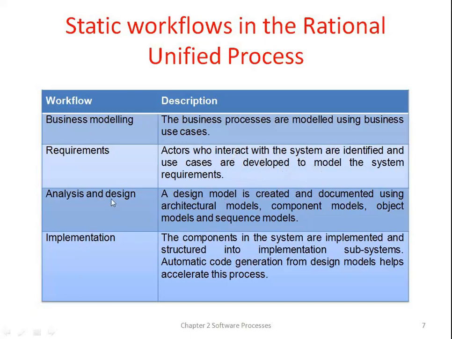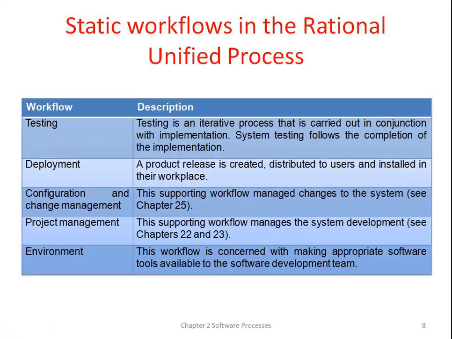In analysis and design, a design model is created and documented using an architectural model, component model, object model, and sequence model. In implementation, the components in the system are implemented and structured into implementation subsystems. Automatic code generation from the design model helps accelerate the process. Next is testing. Testing is an iterative process carried out in conjunction with the implementation. System testing follows the completion of the implementation.